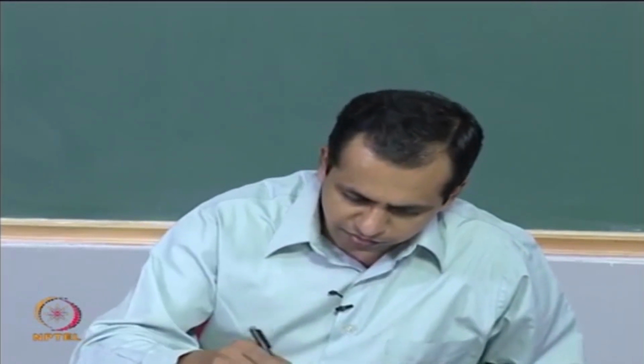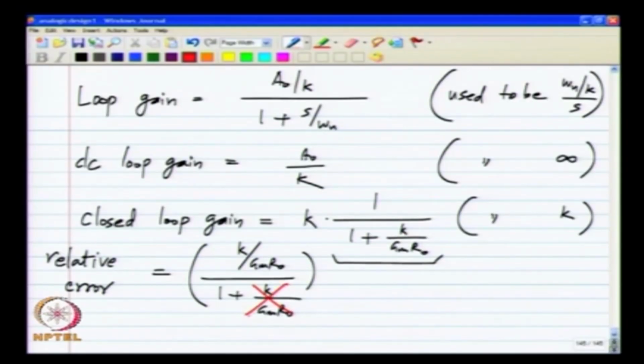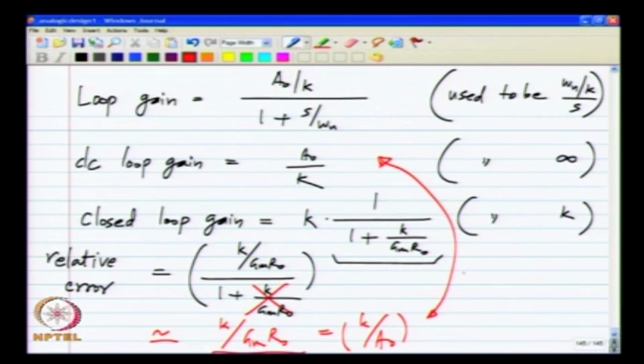So, what we can do is simply neglect this K by GMRO in favor of 1 and approximate the relative error to be K by GM R naught. That is the relative error, and as you see, this is K by A naught, K by the DC gain of the op amp, and this is nothing but the reciprocal of DC loop gain. And again, this is not a coincidence, please think about how this happened.